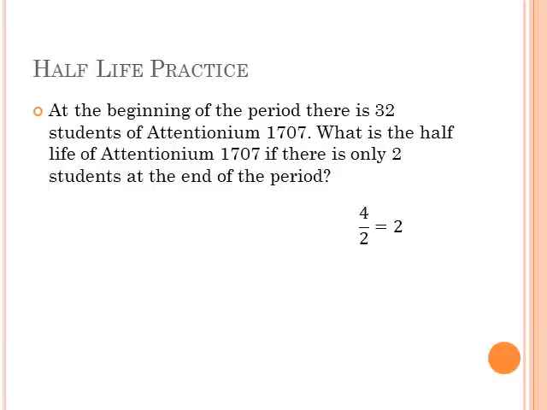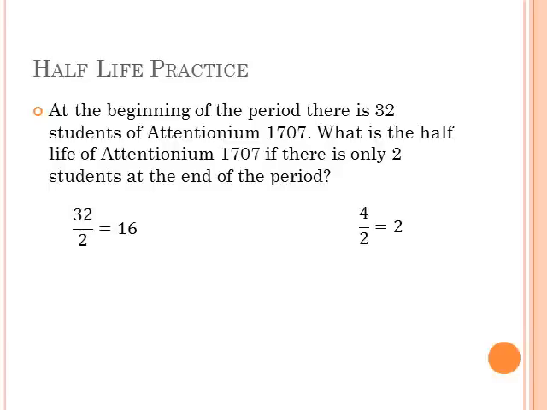If we were going to solve this, instead of knowing the half-life, we've got to figure out the half-life. First things first, we've got to figure out how many half-lives have actually occurred. So if we start with 32, after one half-life, whatever that is, we don't know what that is, after one half-life of time, we would split our number of students in half.